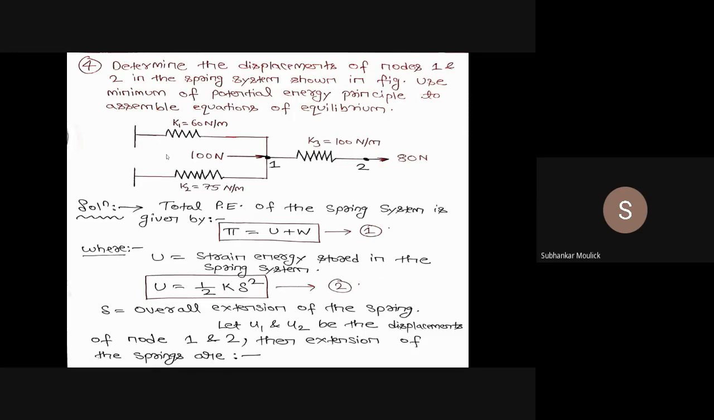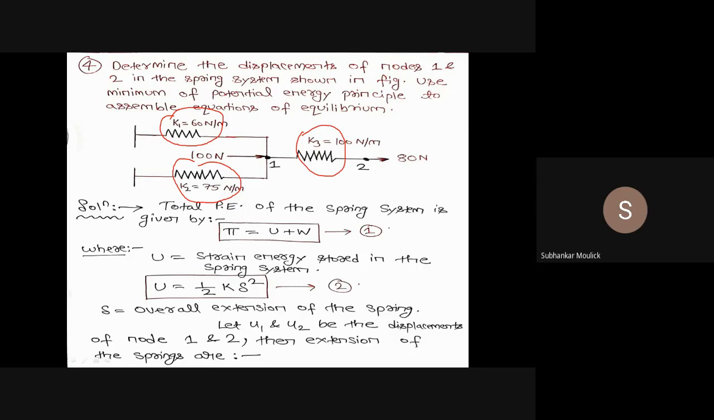Before starting the problem, first of all, let us identify how many nodes and how many elements are present in the problem. Can anyone tell me the total number of elements? Three elements. Very good. This is element number 1, this is the second element, and this is the third element.